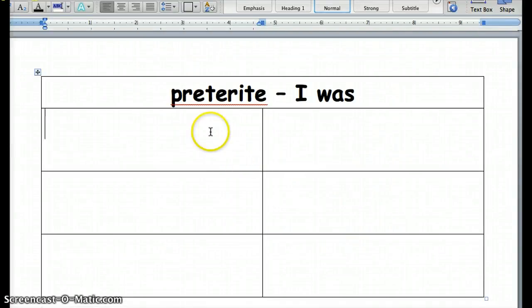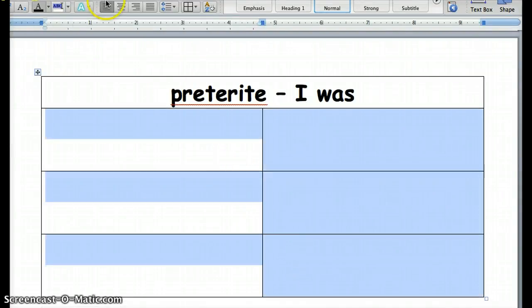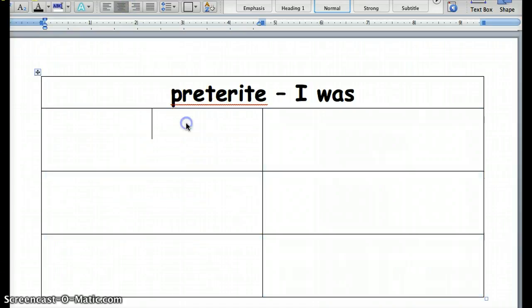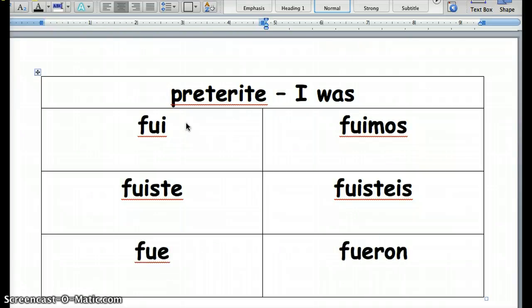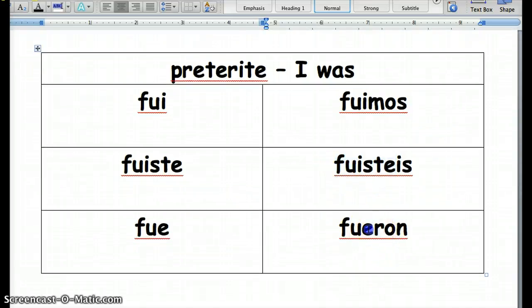The preterite. This is the one that sounds kind of funny. It's kind of fun to say. Fui. Fuimos. Fuiste. In Spain, if you're speaking to a group, fuisteis. You guys were. Fue and fueron. If you've never noticed before, if you look across, fui is part of fuimos, fuiste is part of fuisteis, and fue is the beginning of fueron.